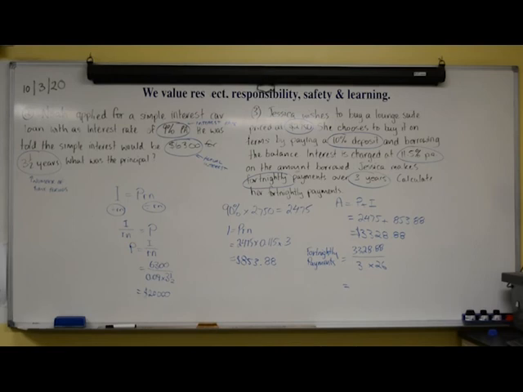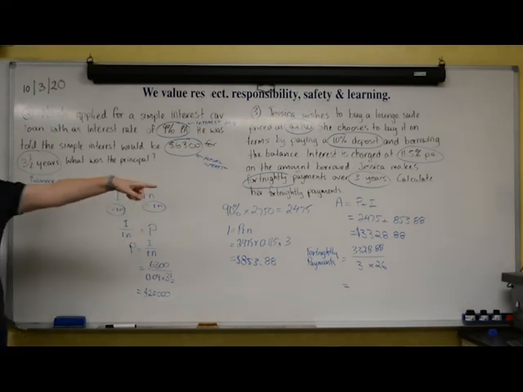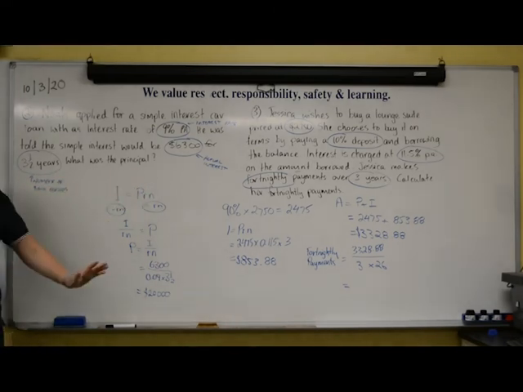So just type that straight into your calculator now. You just need to know that there's 3 years worth of 26. You don't need to go any further than that.